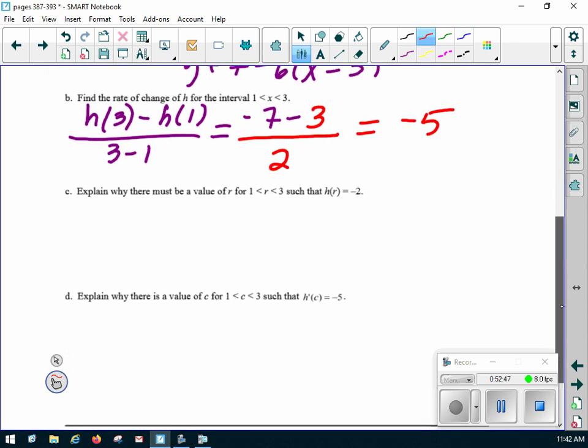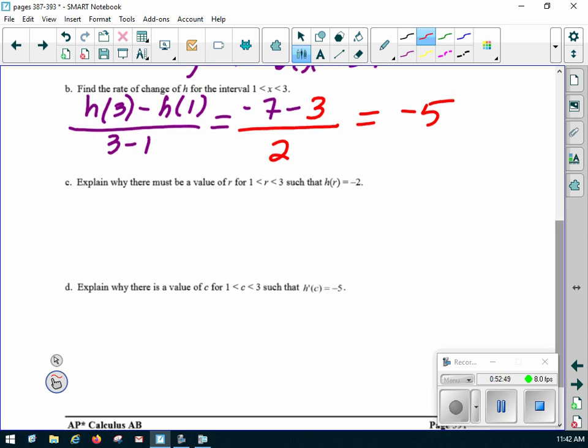Let's go on to C. Am I going too fast? Explain why there must be a value for r between 1 and 3 such that h of r equals 2. Which theorem? Why do you think IVT? Do you notice that that has nothing to do with the derivative? Nothing to do with the derivative. Let's go to IVT.